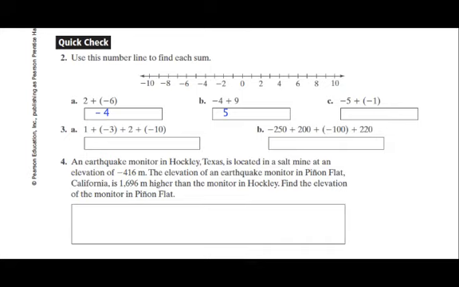For letter C, we have negative 5 plus negative 1. We have the same signs. Remember, same signs, add and keep. So we're going to add the numbers. 5 plus 1 is 6. They're both negative, so our answer is negative 6.